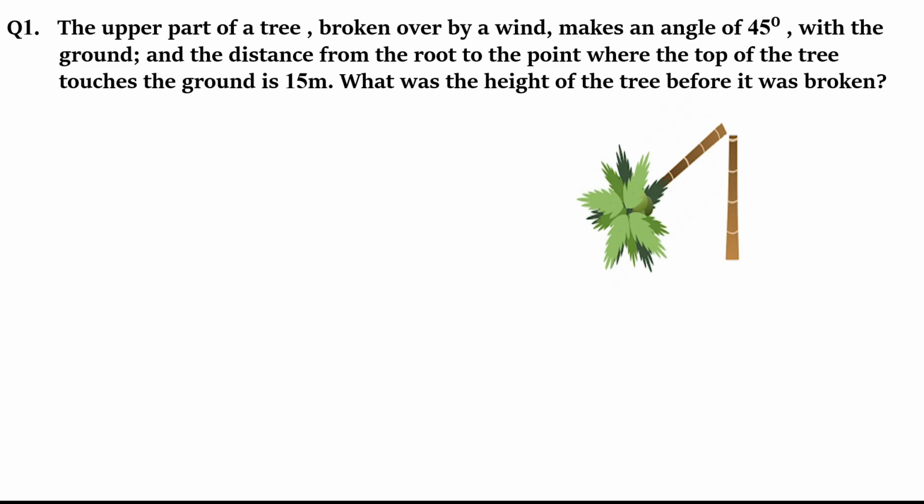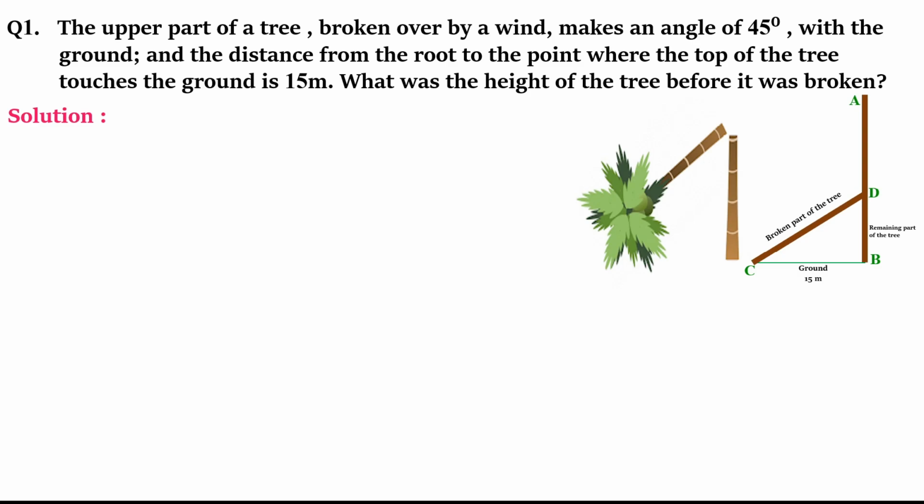As you can see, we can create an imaginary right angle triangle over here because the ground will act like a horizontal line. The broken part will become the hypotenuse and the part which is still standing on the ground will be perpendicular. So let's create a right angle triangle. So here we have the right angle triangle.